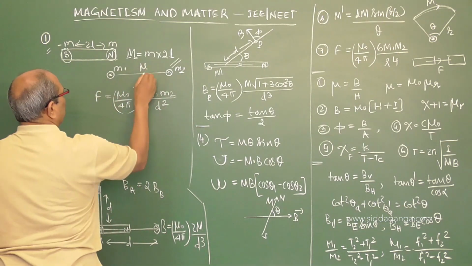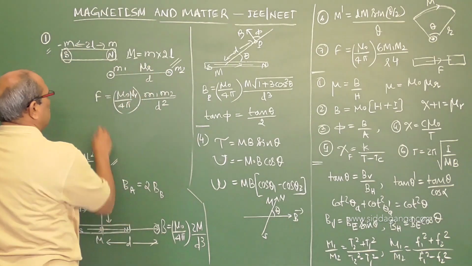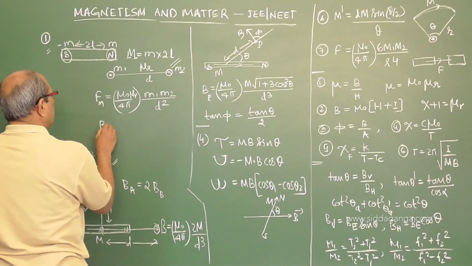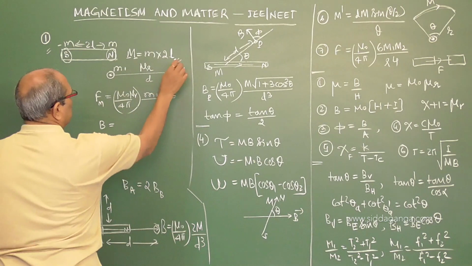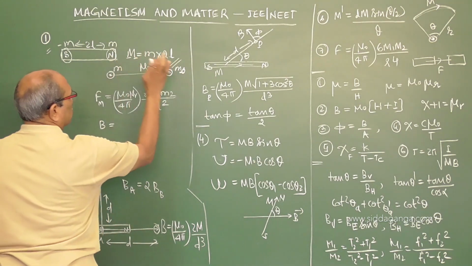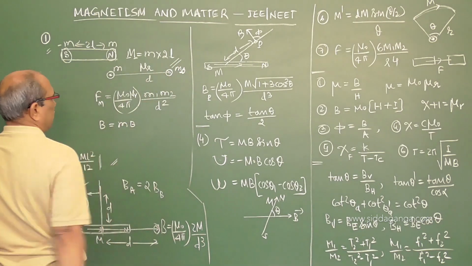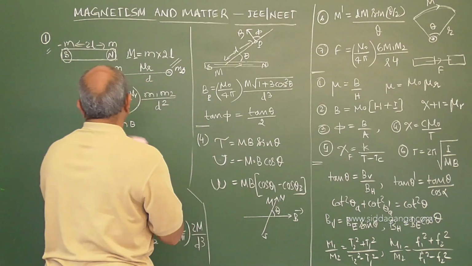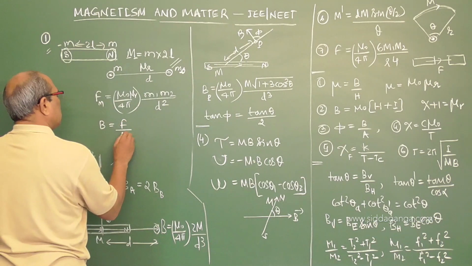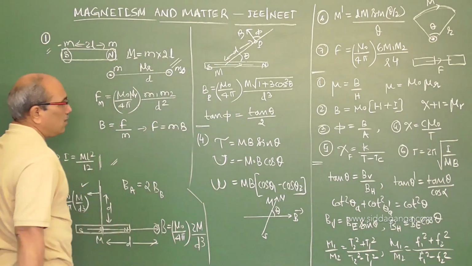If it is in a medium of relative permeability mu r, then mu naught into mu r for any medium concerned. Also, we defined the magnetic field about a point. Suppose this is a test pole placed. If it is M, the magnetic field at this point is nothing but equal to MB. So force per pole strength, or F, can be written as MB.